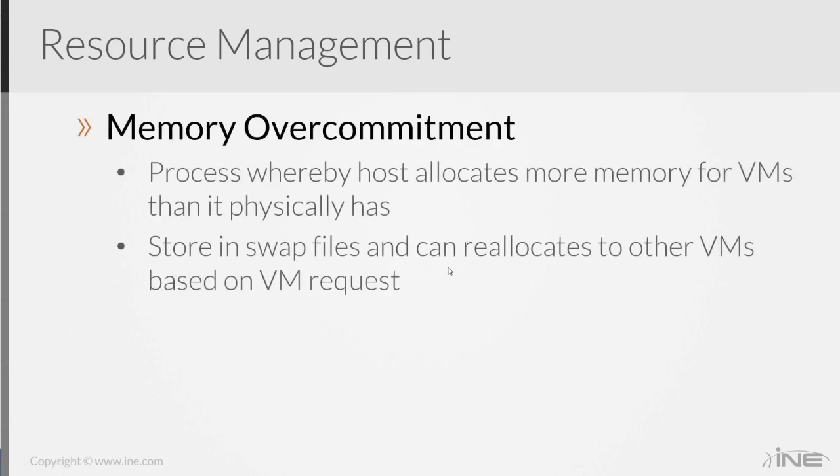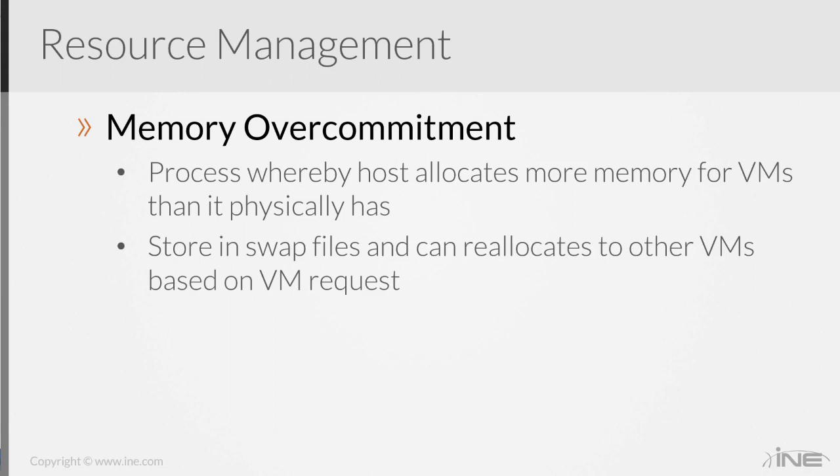Memory overcommitment. Memory overcommitment is a process by which we allow our host to allocate to our VM more memory than it actually has physically. Once we overcommit our memory, the VMkernel uses several techniques to manage VM memory usage, techniques like reallocating memory from less loaded VMs to higher workload VMs. So the extra memory on a VM is configured in a swap file.